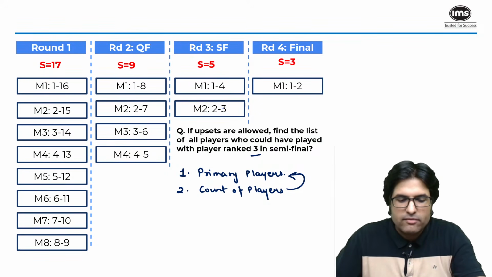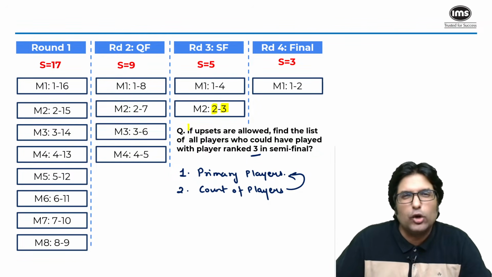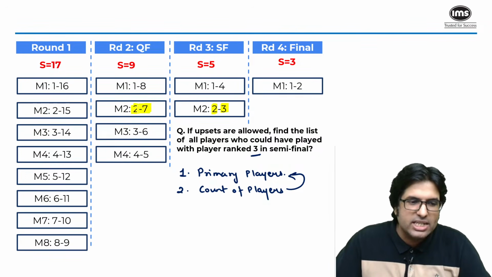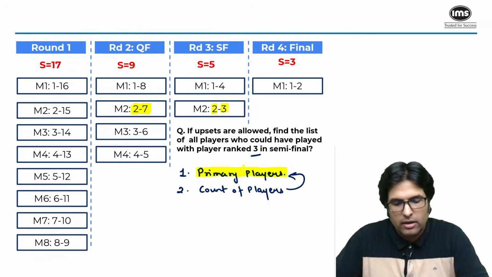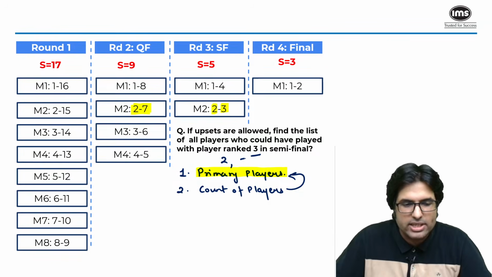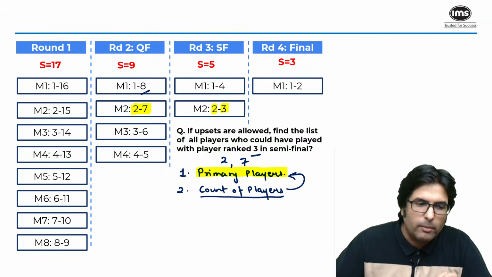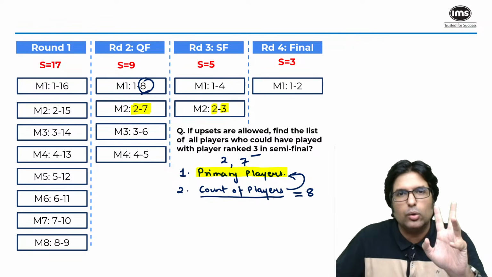What are primary players? We have already understood this earlier. We want to find who will play against player rank 3. So we said obviously 2 would play, but we just go one round before and we say 2 and 7 are playing against each other. So we say primary players for this particular case are 2 and 7. This is easy. And what is the count of players when these 2 primary players are playing? So maximum number of players in this round are 8. So count of players that we get as 8. That's it. These are the 2 things.